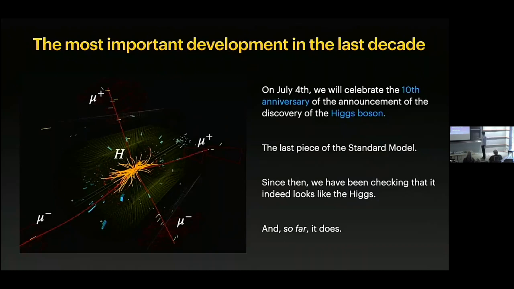So this was the last piece that we were missing in the standard model. We have now detected it. We have been checking that its properties indeed look like the Higgs that we had in the standard model theory. And so far, it does. It looks like the standard model we were looking for, which is in a sense a little bit disappointing.